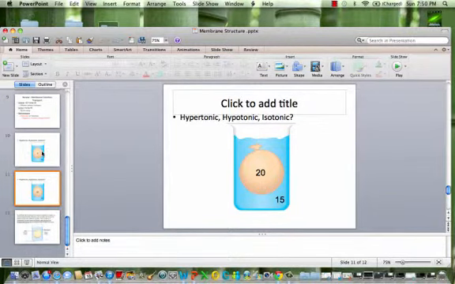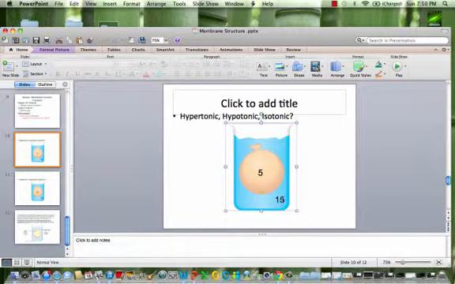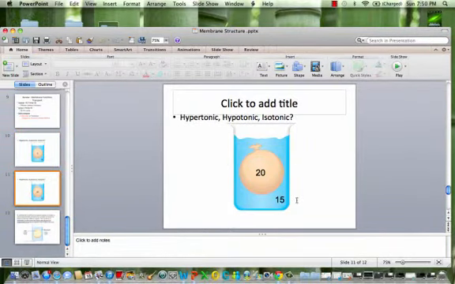And something I forgot to mention, let's go back here. How would water move? Remember, water loves the solute. Where is there more solute? There is more solute out here. So water would move out of the cell, okay, in this situation. And the cell would shrink or shrivel. In this situation, water would move into the cell.